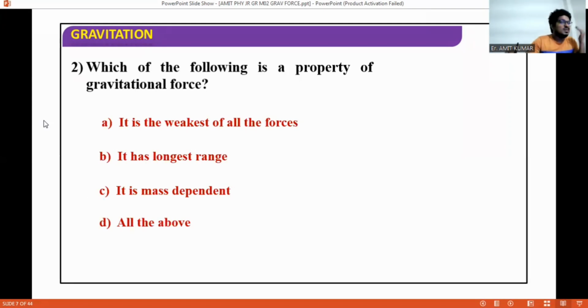Simply, you can say these things directly, because you are asking this question directly. It is an easy question, so we can attempt these questions easily. Which of the following is a property of the gravitational force? This is also correct, this is also correct, so all of the above is correct.